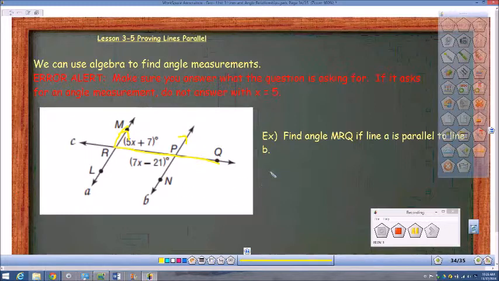Okay, so if you said that these two are alternate interior angles, and so therefore they are equal, you are absolutely right. So we're going to set these equal to each other and go 5x plus 7 is going to be equal, because they're congruent, 7x minus 21. Go ahead and work that out and find out what x equals, but don't forget that it's not asking for x, it's asking for the angle measurement. So go ahead and get yourself an answer, and I'll be back to check with you in a minute.